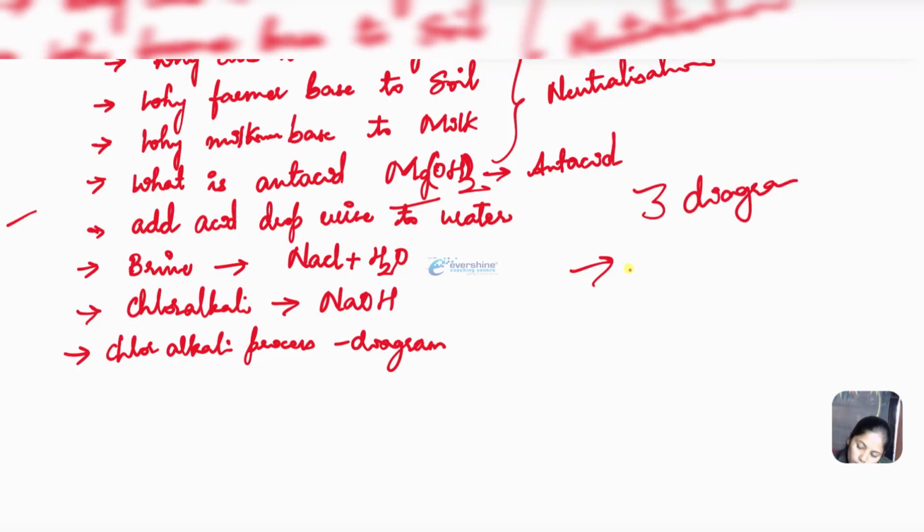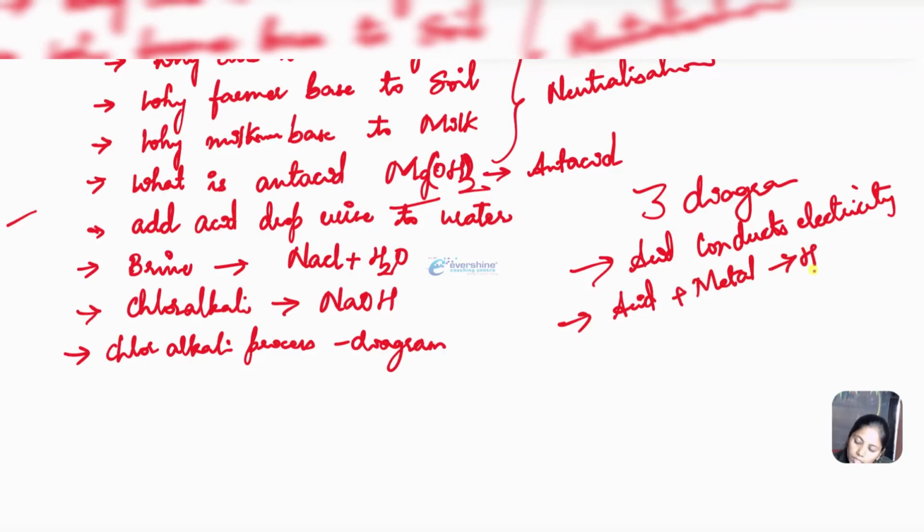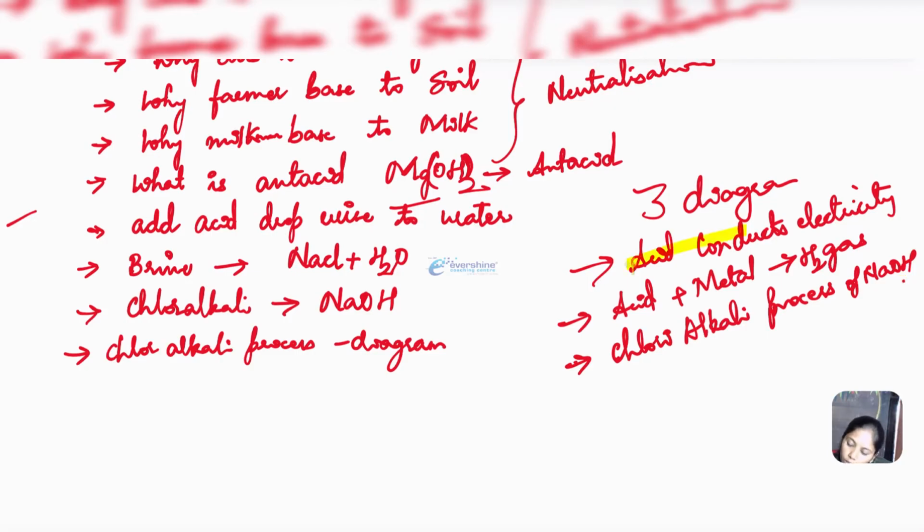One is acid conducts electricity in the aqueous solution. The other one is acid reacts with metal and releases hydrogen gas. And another one is the chlor-alkali process of preparation of NaOH. These are three important diagrams. In that, very important ones are the first one and the second one. The first diagram is for 2 marks and the second diagram is 3 marks. Chlor-alkali process is an option, they may ask or they may not. But acid plus metal gives hydrogen gas is a very important diagram.